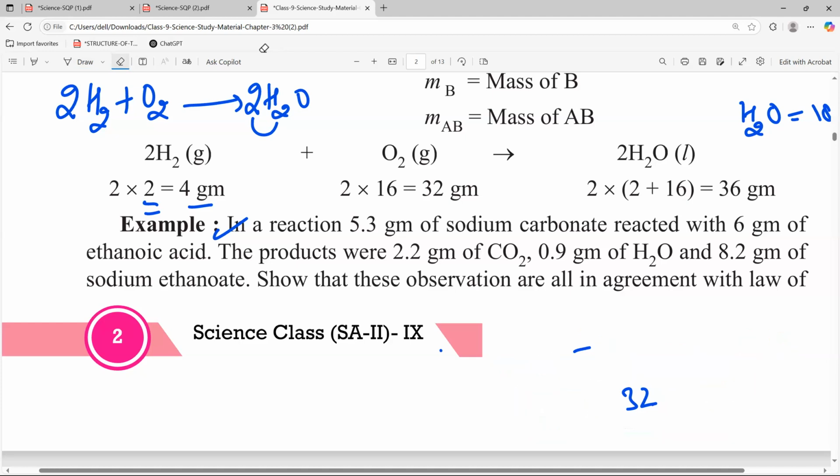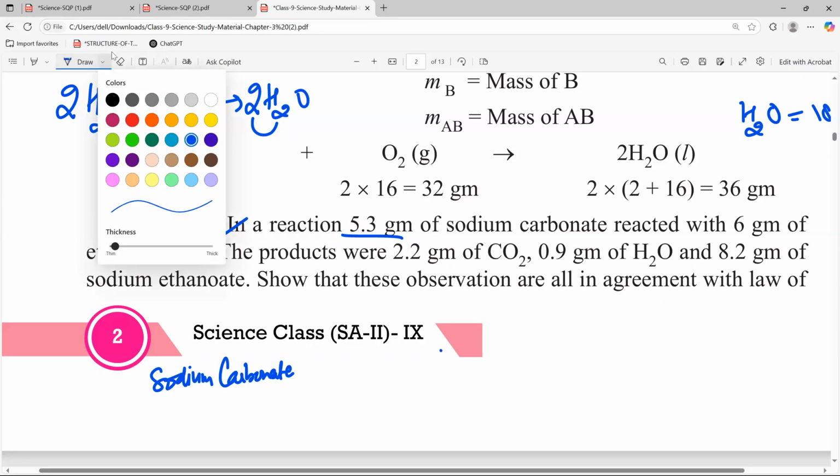Next, moving to this one. Let's suppose you have 5.3 grams of sodium carbonate, Na2CO3, and it is reacting with 6 grams of ethanoic acid. You can't write the formula because you don't know the formula of this substance, so it's okay. You can write the name: sodium carbonate.